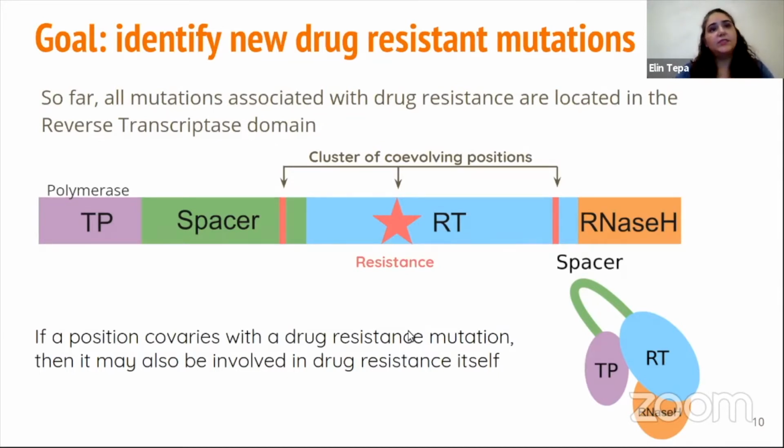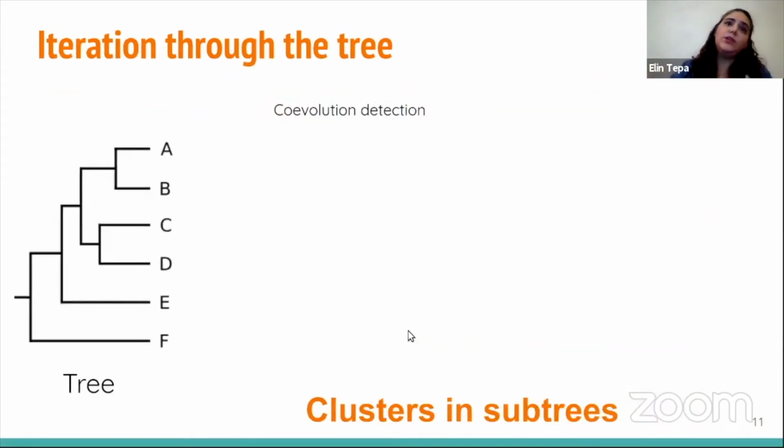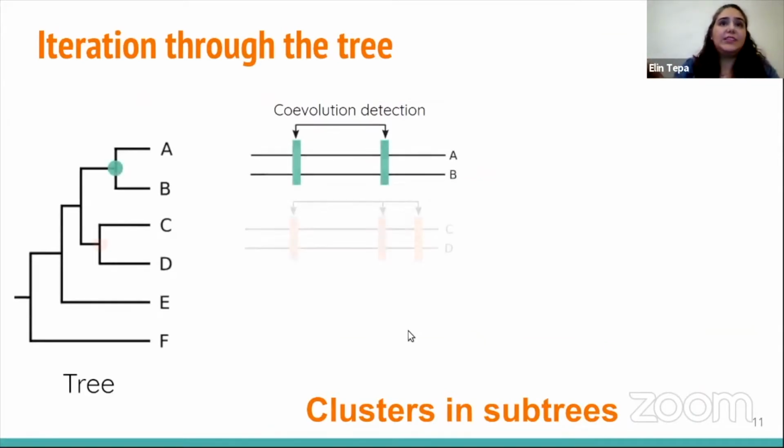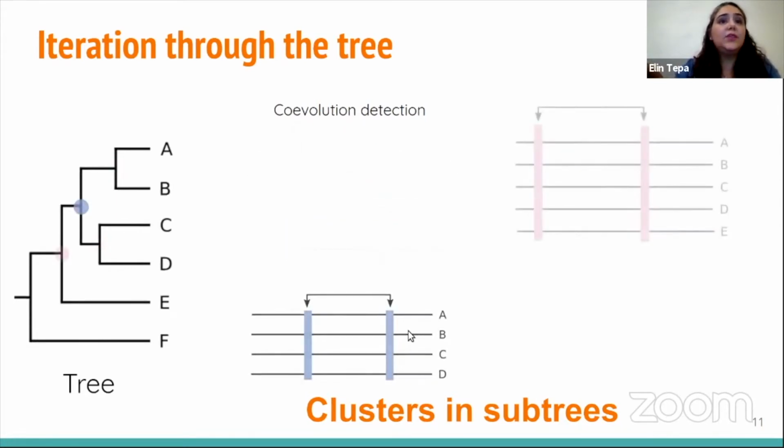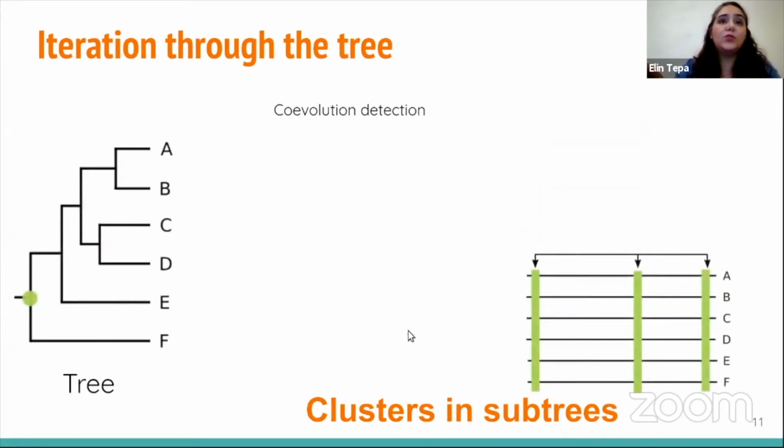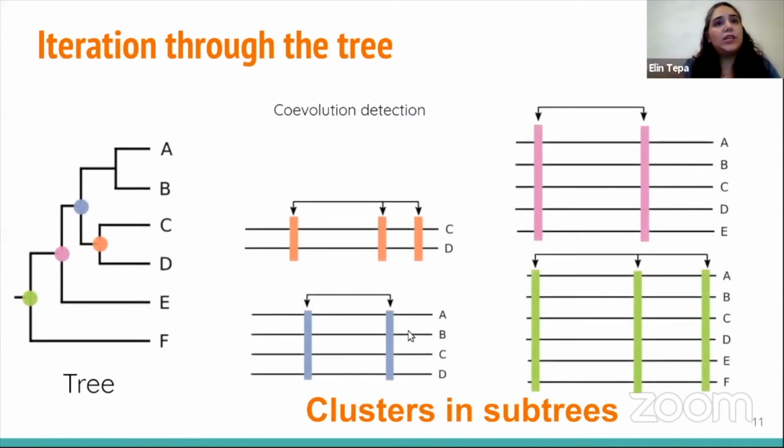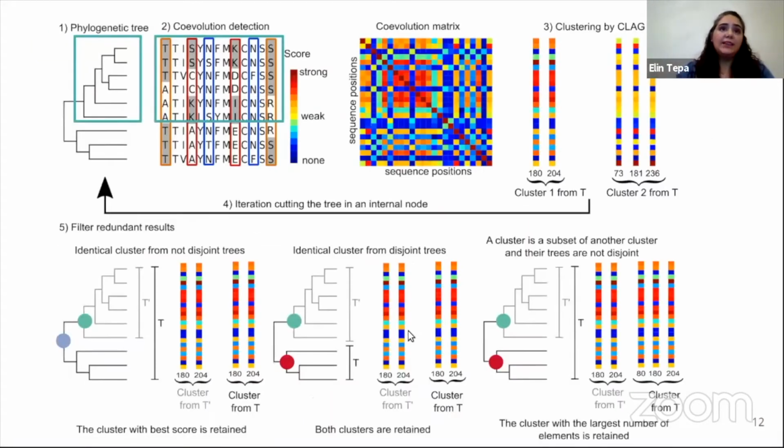So our idea is to detect positions that co-vary with mutations responsible for drug resistance, since they may also be involved in drug resistance. So we start working with a phylogenetic tree in the first step. The tree is split at each internal node. In that way, we generate all the possible subtrees, and then the sequences corresponding to each subtree can be taken as the initial alignment and used to predict the coevolving positions. And this is the strategy that we use: we apply a method called WIS2 in this iterative way.